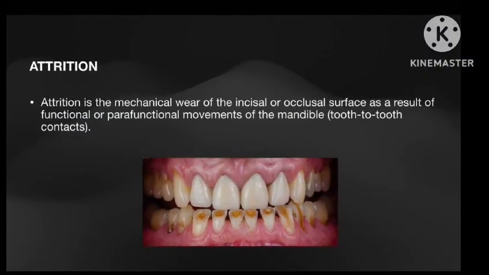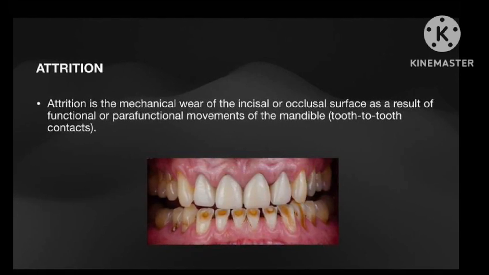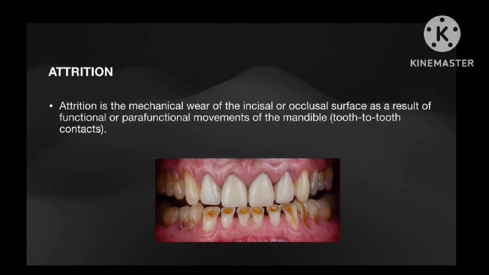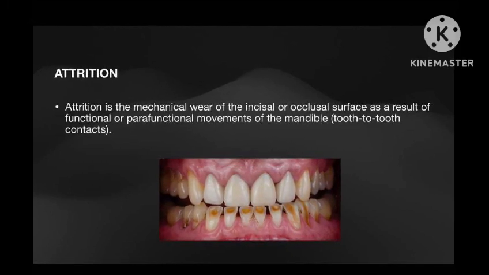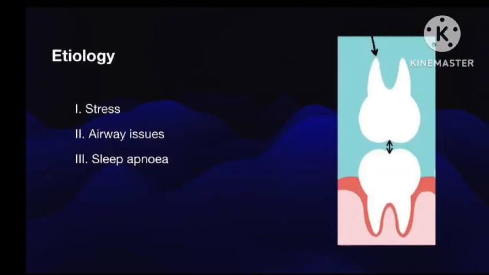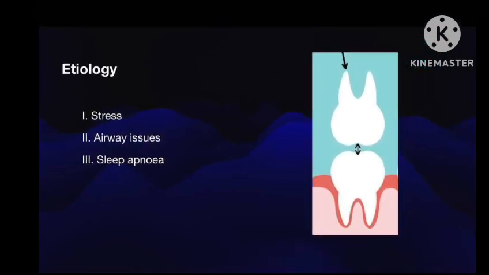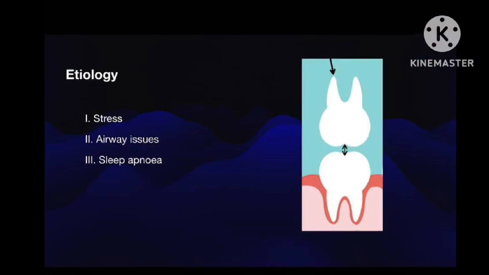Attrition is the mechanical wear of the incisal or occlusal surface as a result of functional or parafunctional movements of the mandible, that is tooth-to-tooth contact. Etiology of attrition includes stress, airway issues, and sleep apnea, mainly due to tooth-to-tooth contact.